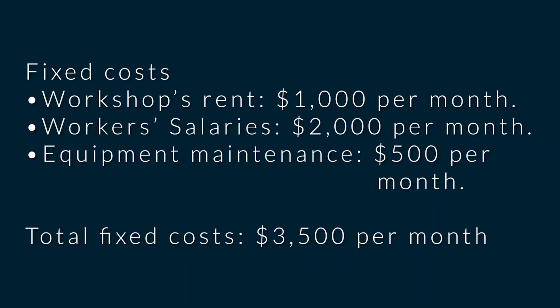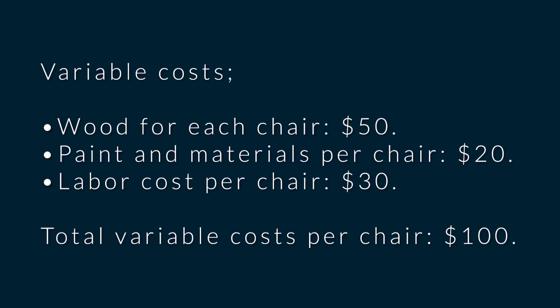In this example, let's assume our fixed costs are workshop rent, $1,000 per month; workers' salary, $2,000 per month; and equipment maintenance, $500 per month, which makes our total fixed cost $3,500 per month. Now our variable costs, the ones that change with the level of production: wood for each chair, $50; paint and materials per chair, $20; labor cost, $30. So our total variable cost per chair is $100.